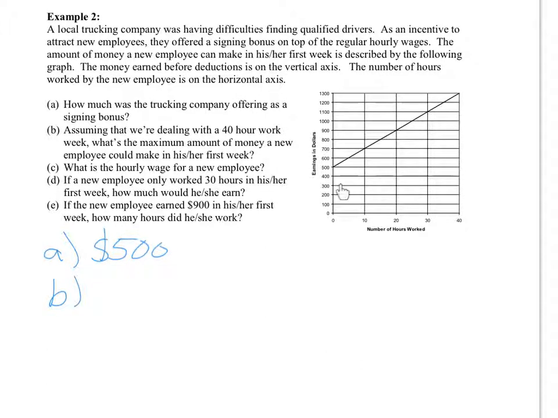Okay, so we look at the graph here and it says, assuming we're dealing with a 40-hour work week, what's the maximum amount of money a new employee could make? So we look over here, 40 hours. We scroll all the way up to here. This is where it meets our line. And at that point, our vertical value is 1,300, because we're assuming that they can get their signing bonus and then work 40 hours, and that brings them up to, at 40 hours, they earn $1,300.